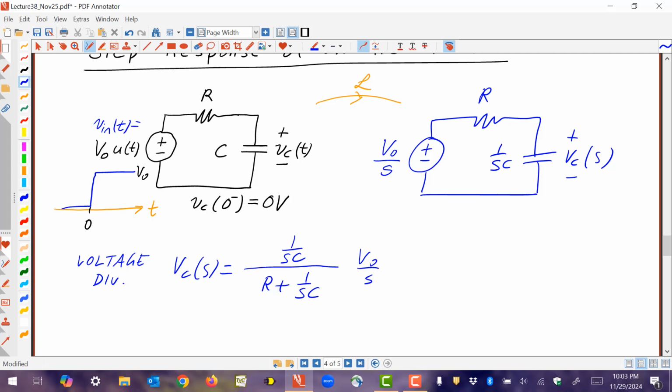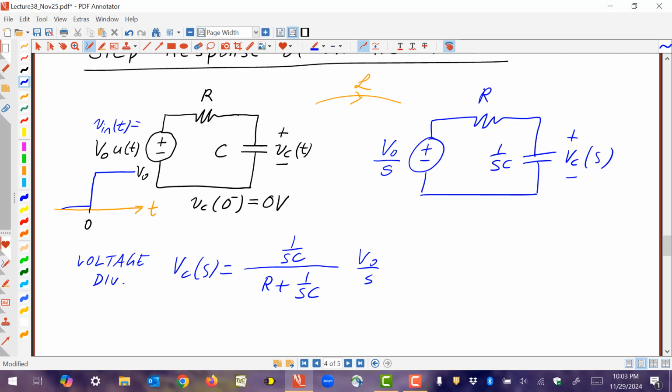You can't do R plus C. You can't do R plus 1 over C. Can't do those. Units don't match, it's wrong. You cannot add apples and oranges, okay? But you can add impedances, and that's what we're doing right here. And in fact, we're just doing almost like a resistive circuit. The only thing we're carrying along is that S term, okay?